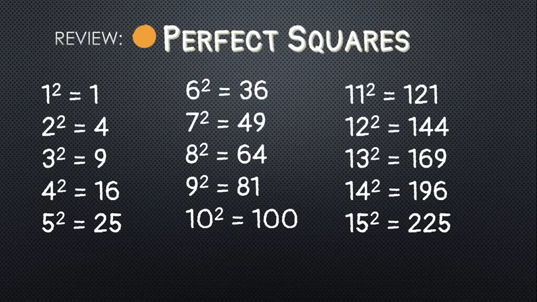So what are the perfect squares? Here is the list of perfect squares. So we have 1 squared is equal to 1, 2 squared is equal to 4, 3 squared is equal to 9, 4 squared equals 16, 5 squared equals 25, and so on. So when we say perfect square, this is the answer in a number when you multiply it by itself.